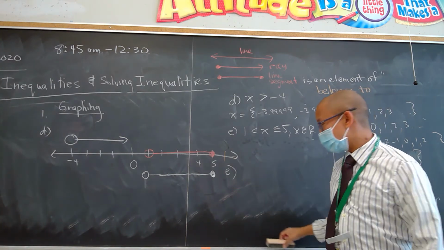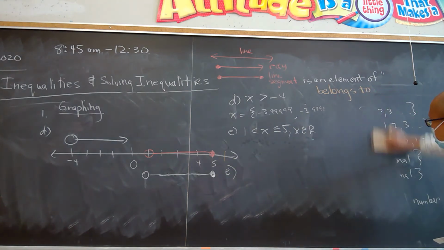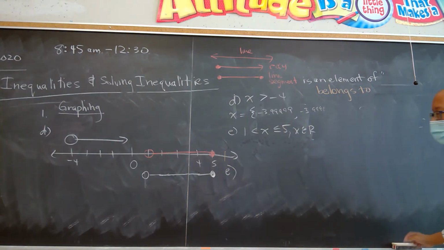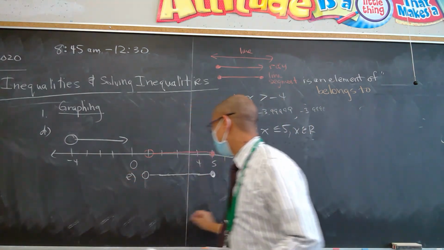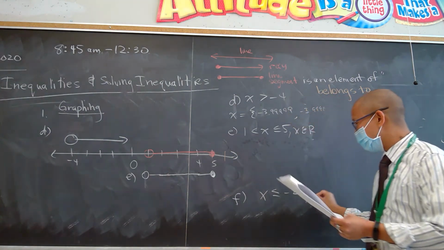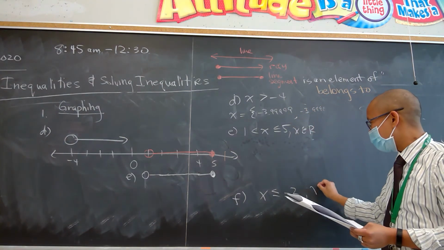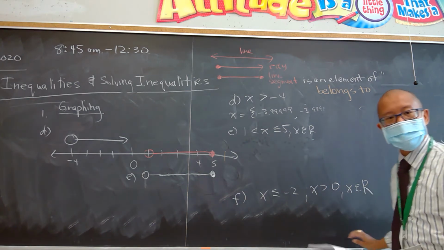Okay? But let's get to the last one, question F. Let's just erase this stuff. I'm running out of room here, so I'll put this underneath, that's okay. That was E. So question F, I think, was x is less than or equal to -2, and then notice a comma. x is greater than 0, and again, x belongs to the real numbers. You can see how it looks on the screen.